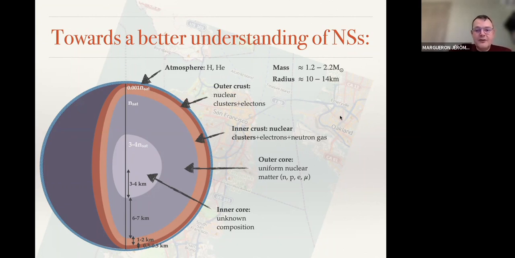Then comes the inner crust, where in addition, there is a neutron gas surrounding the clusters. And when the clusters get very close together, then they merge and we enter into the outer core, made of nuclear matter, uniformly distributed. And in addition to the neutrons, protons, and electrons, muons are expected to appear at around the saturation density. And then we enter into the core of a neutron star, where the composition is presently totally unknown.